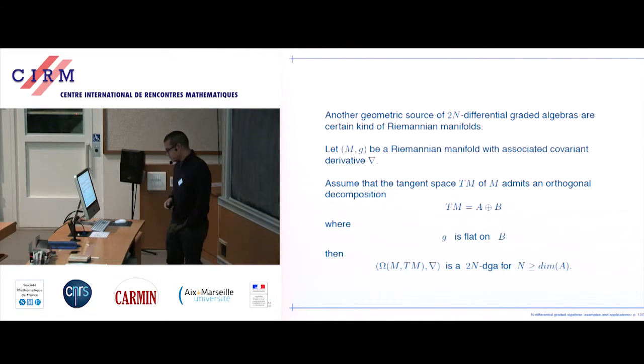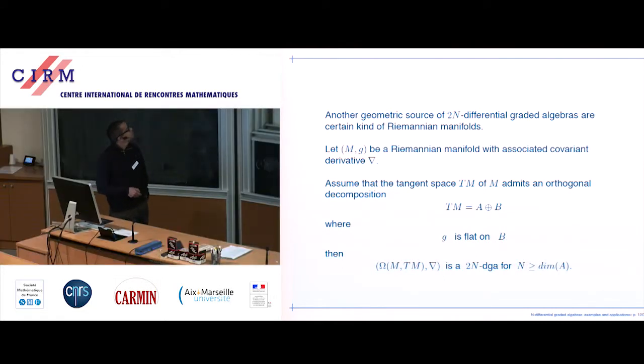And the same construction can be generalized in the following sense. This will give rise to 2n differential graded algebras. You take a Riemannian manifold and assume that you can decompose the tangent bundle into two sub-bundles, A and B, and the metric g is flat on B. There is no curvature along the B directions. Then you can show that this will be a 2n differential graded algebra for n greater than the dimension of A.